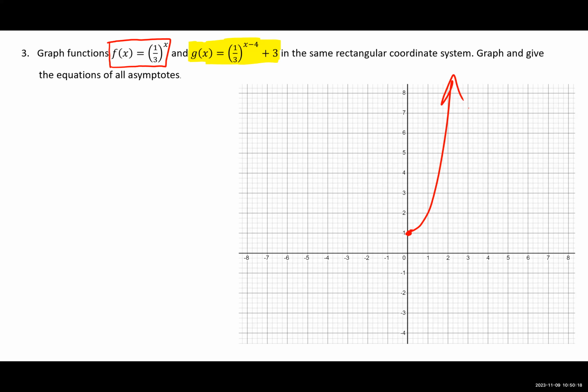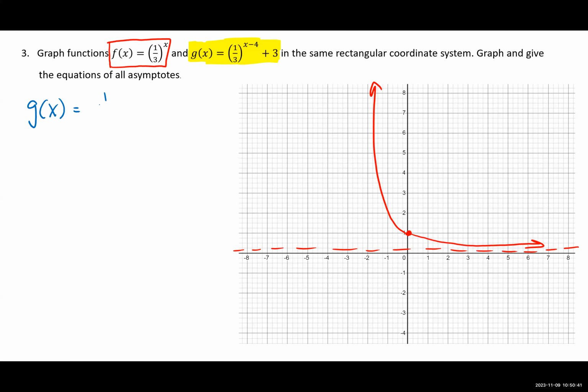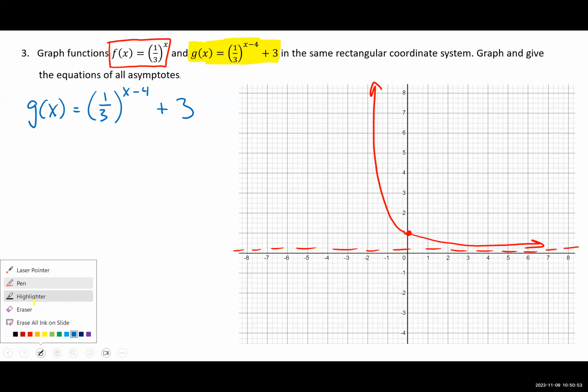Instead of going up to the right and down to the left, it's the opposite. It goes up to the left, down to the right, asymptote at 0. And so just a slightly different starting point. And now we've got g of x is equal to 1/3 to the power x minus 4, all that plus 3. So we have more or less the same situation. We've got something going on up here.